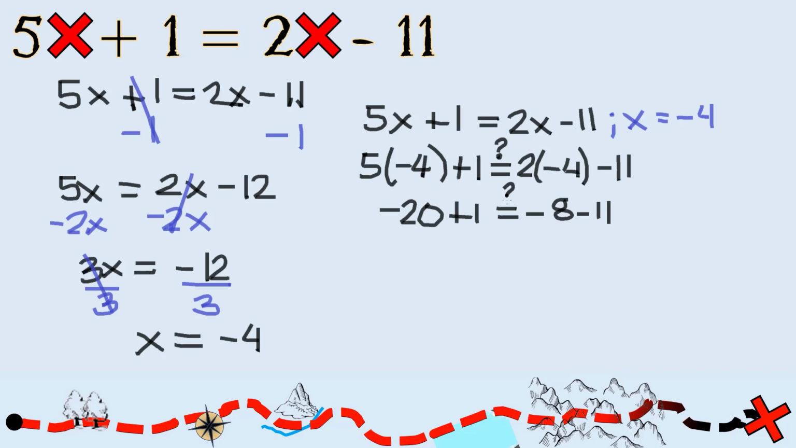Of course, even if it's too obvious, continue doing so and stop at the point where both sides of the equation will have the same value. For this, negative 20 plus 1 is negative 19. On the other side, negative 8 minus 11 is also negative 19. At this point, we are now sure that our value of the unknown is the correct answer because our checking retained an equation. This is now the final answer.